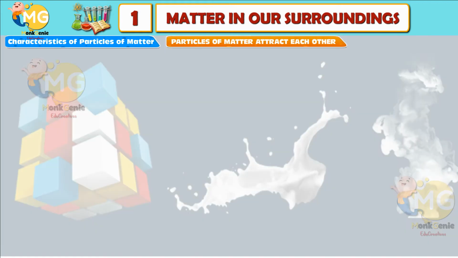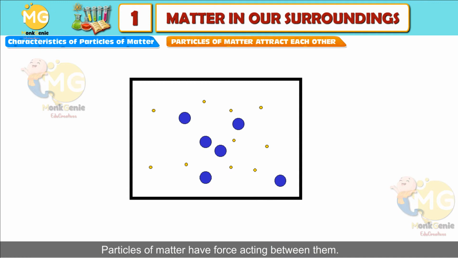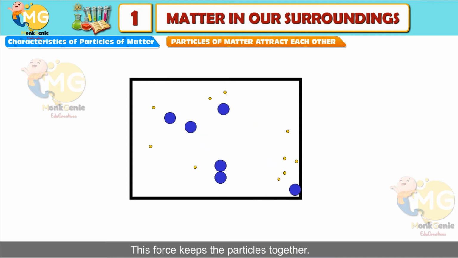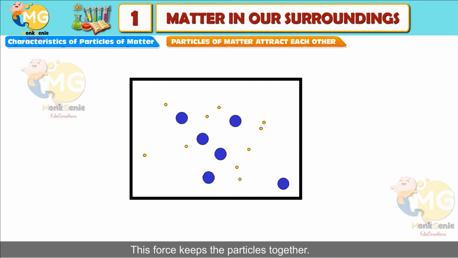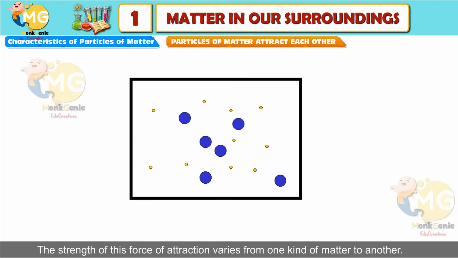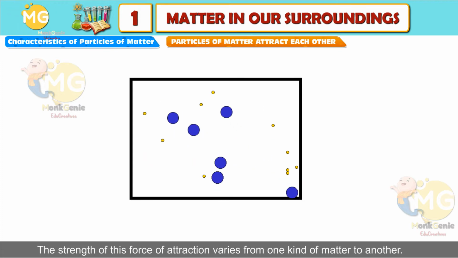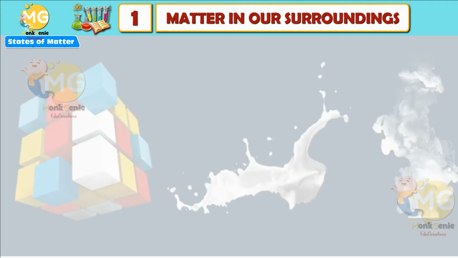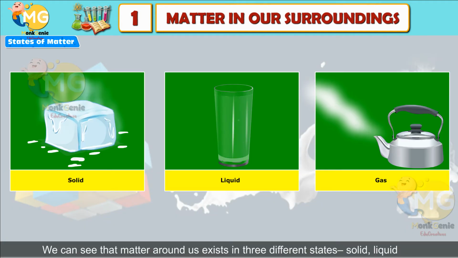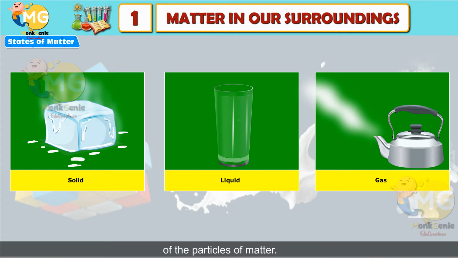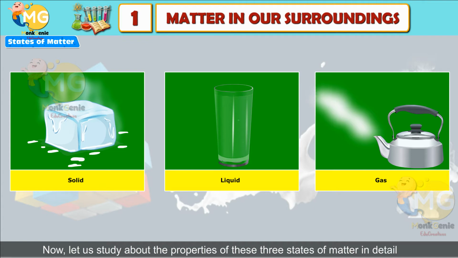Particles of matter attract each other. Particles of matter have force acting between them. This force keeps the particles together. The strength of this force of attraction varies from one kind of matter to another. States of matter. We can see that matter around us exists in three different states: solid, liquid and gas. These states of matter arise due to the variation in the characteristics of the particles of matter. Now, let us study about the properties of these three states of matter in detail.